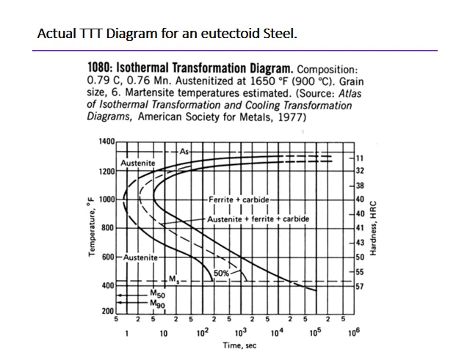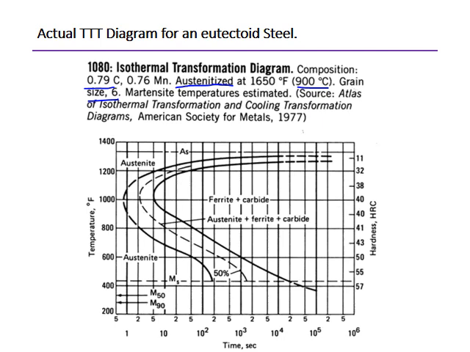You can see that it is very close to the 0.77 weight percent carbon that we need for the eutectoid composition. In this particular case, the austenitizing temperature was 900 Celsius. In our exercise, we were using 800, so they were using 900 Celsius. And they also have a grain size of 6.